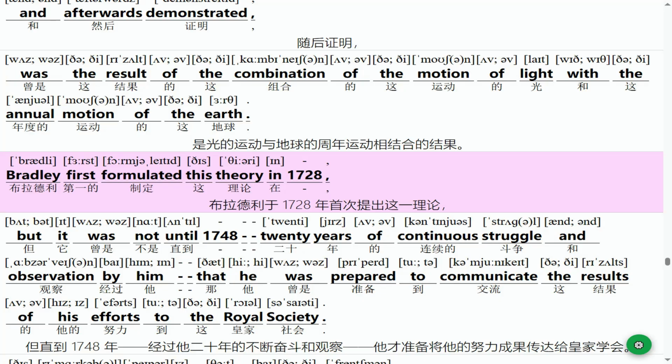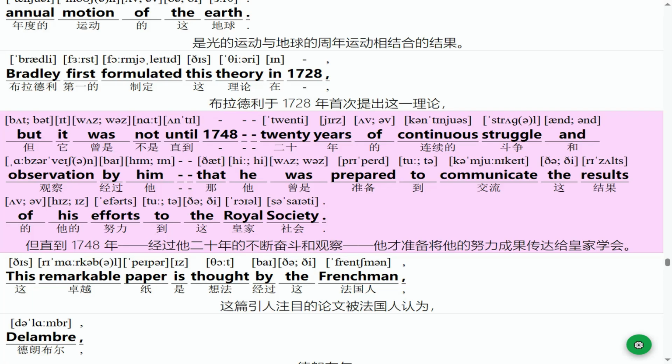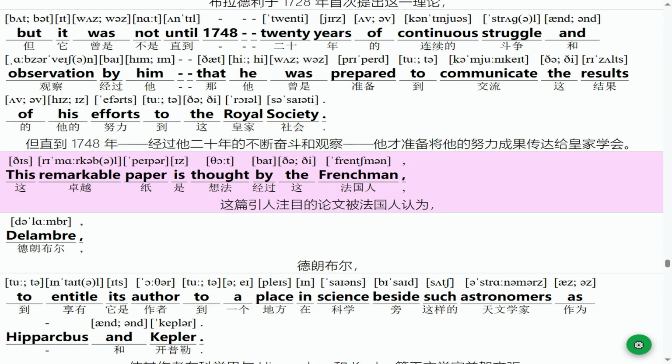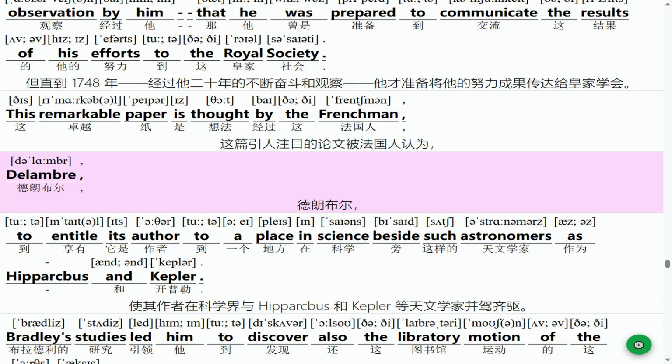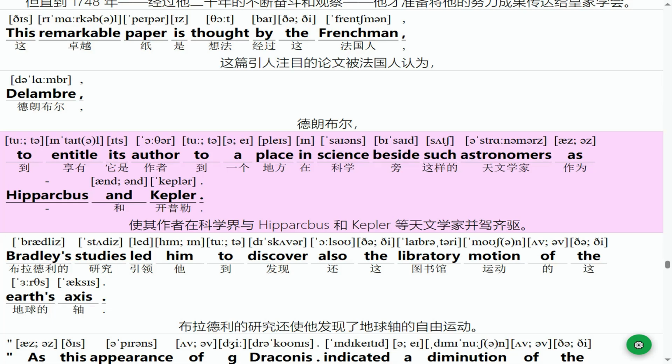Bradley first formulated this theory in 1728, but it was not until 1748, after 20 years of continuous struggle and observation by him, that he was prepared to communicate the results of his efforts to the Royal Society. This remarkable paper is thought by the Frenchman D'Alembert to entitle its author to a place in science beside such astronomers as Hipparchus and Kepler.